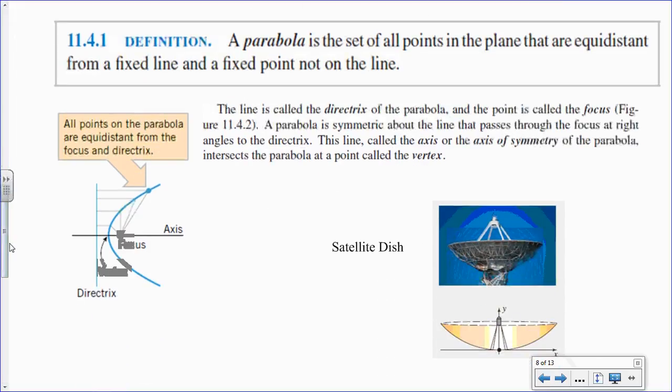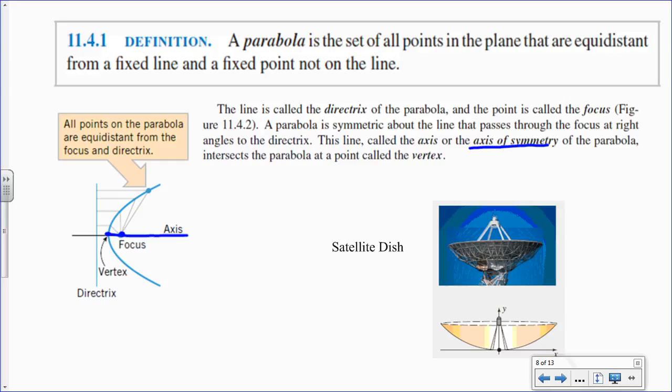So this is again parabolas. We've already written this definition down. We already talked about the focus and directrix, so I don't know necessarily that you need to write this down. The only thing else they have here is the axis of symmetry. That line will always go through your vertex and the focus.